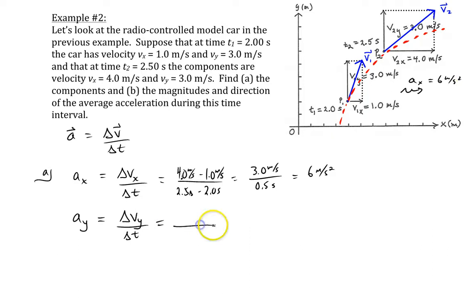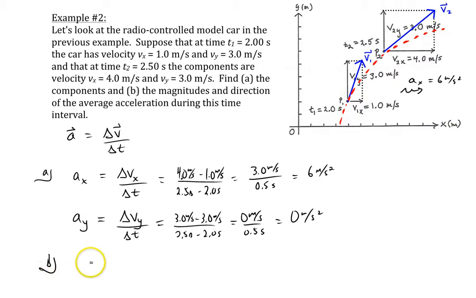Along the y-axis, we have a final velocity of 3 meters per second, and an initial vertical velocity of also 3 meters per second. So vertically, it doesn't matter what time interval you divide by, you have no change. So 0 meters per second over 0.5 seconds is 0 meters per second squared. So it's not accelerating along the y-axis. We only have acceleration along the x-axis of 6 meters per second squared.